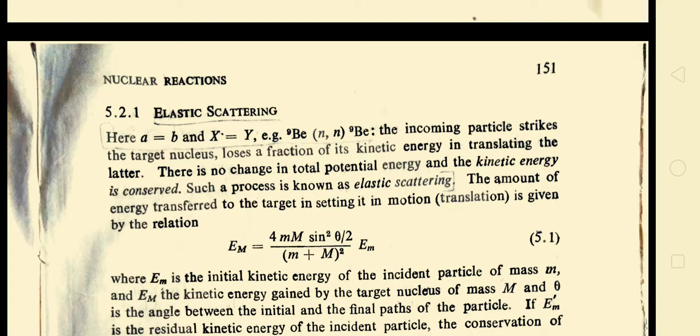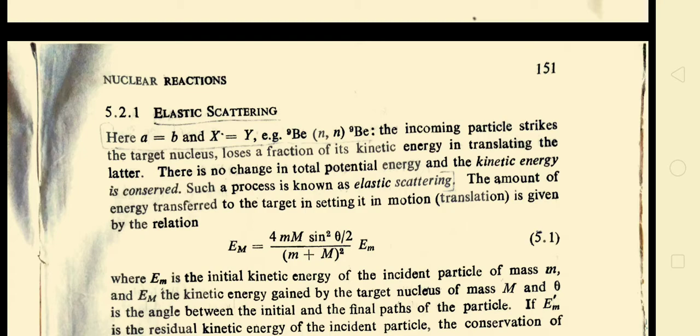So what is the mechanism here? When the incoming particle, meaning the projectile, strikes the target nucleus, the projectile loses a fraction of its kinetic energy in transferring it to the target nucleus. Here there is no change in total potential energy and kinetic energy, so we can say the energy is conserved. That is why it is known as elastic scattering.